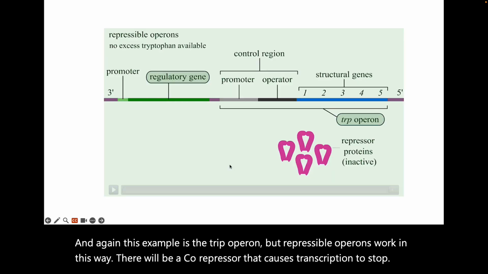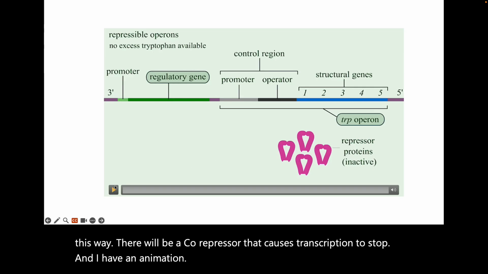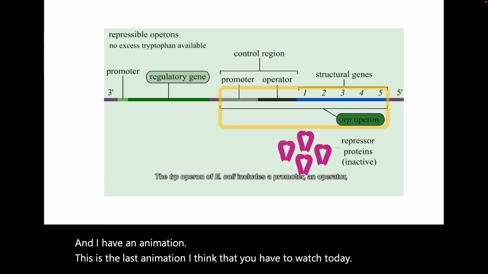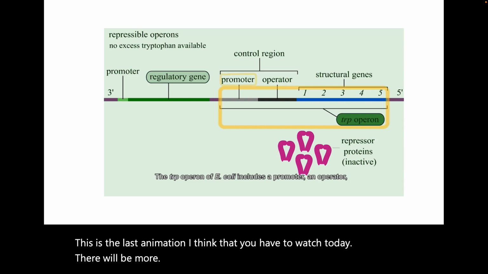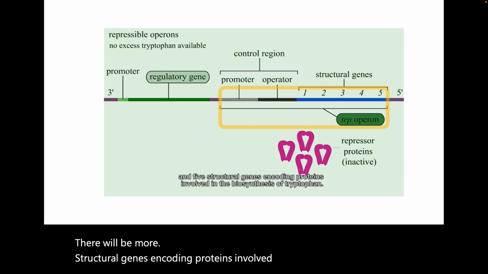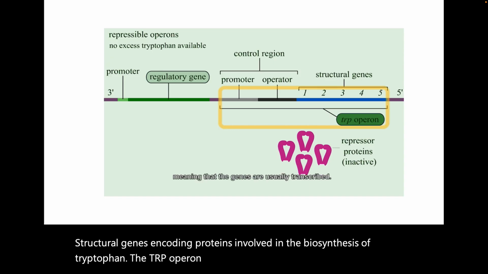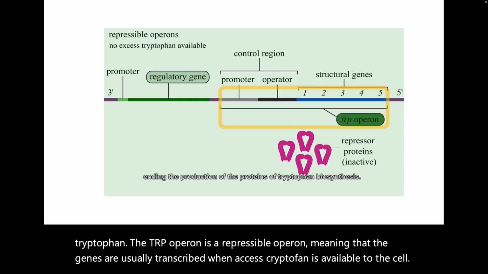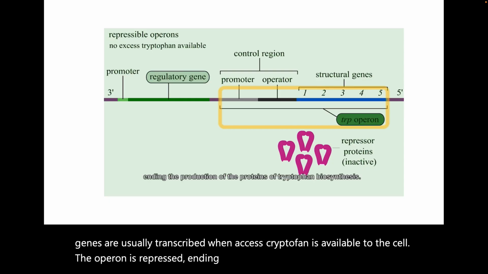And I have an animation. And this is the last animation I think that you have to watch today. There will be more. The TRP operon of E. coli includes a promoter, an operator, and 5 structural genes encoding proteins involved in the biosynthesis of tryptophan. The TRP operon is a repressible operon, meaning that the genes are usually transcribed. When excess tryptophan is available to the cell, the operon is repressed, ending the production of the proteins of tryptophan biosynthesis.